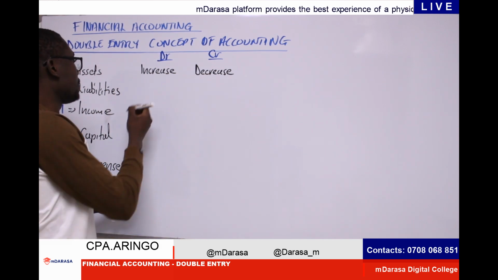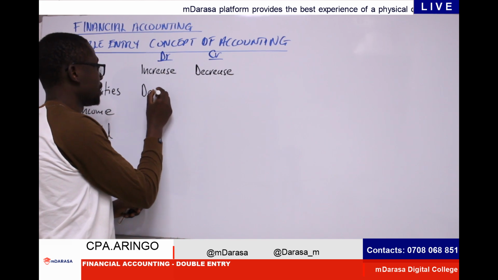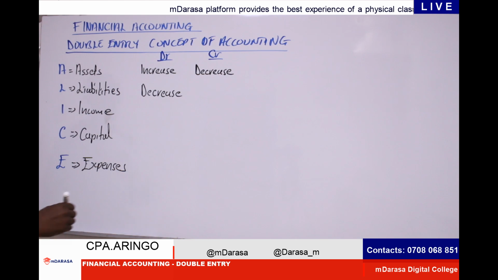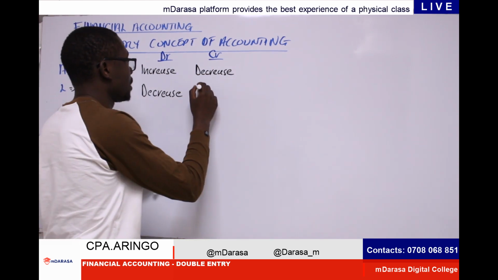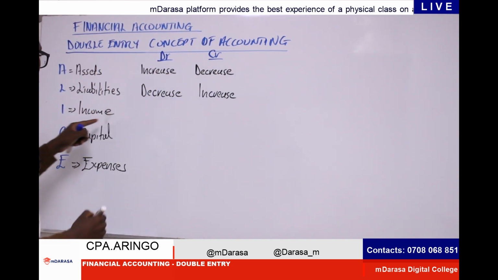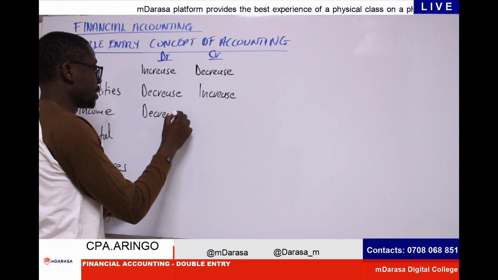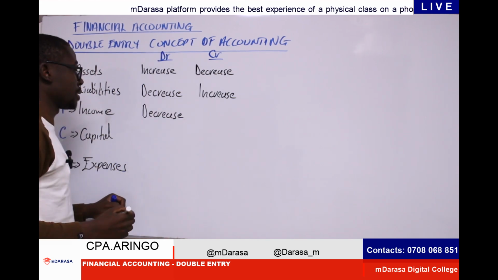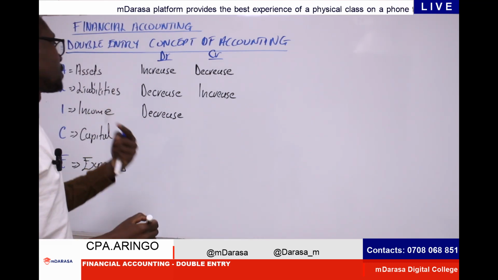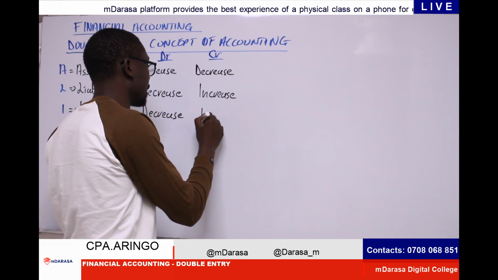Liabilities. Anytime our liabilities are decreasing, we debit. When our liabilities are increasing, we credit. We have the other point, income. When our income is decreasing, you will always debit, whereas anytime our income is increasing, you credit.